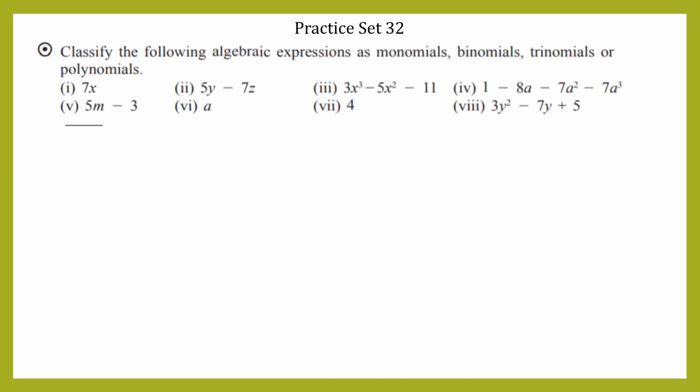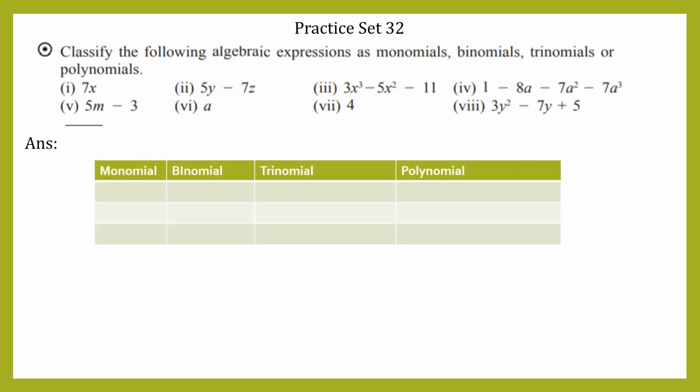Practice set 32. Classify the following algebraic expressions as monomials, binomials, trinomials, and polynomials. Dear children, we have 8 sub-questions for classification. So we will classify them in the form of a table with 4 columns. First column is monomial, second is binomial, third trinomial, and fourth polynomial.